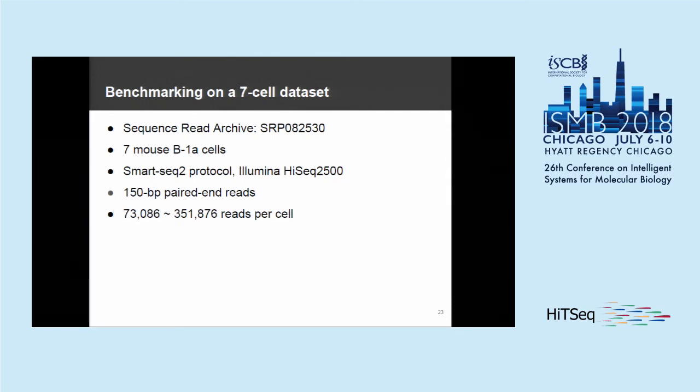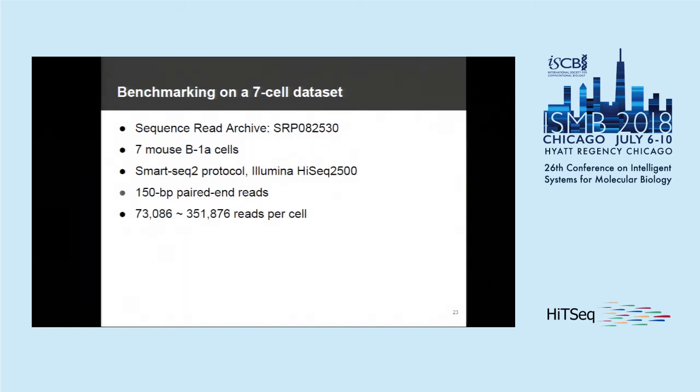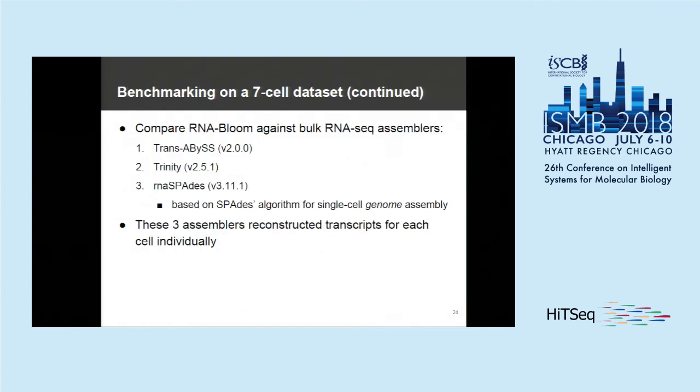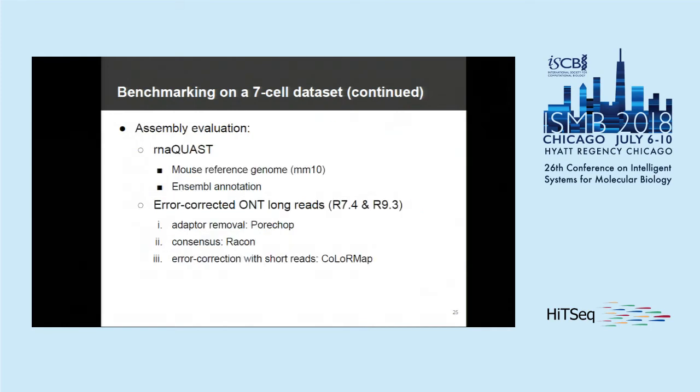I performed benchmarking of RNA-Bloom using a 7-cell dataset, which consists of 7 mouse B1a cells. I compare my program RNA-Bloom against 3 bulk RNA-seq assemblers, Trans-ABySS, Trinity, and RNA-SPAdes, which is an assembler based on the SPAdes algorithm for single-cell genome assembly. These 3 assemblers reconstructed transcript sequences for each cell individually. To evaluate the assembly, I use a program called RNA-Quast, and I also use error-corrected Nanopore reads.